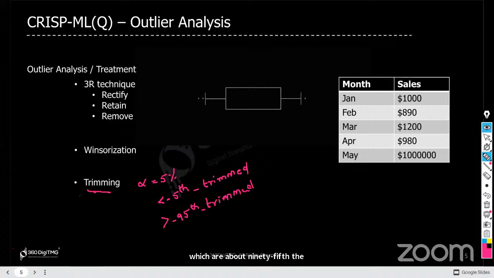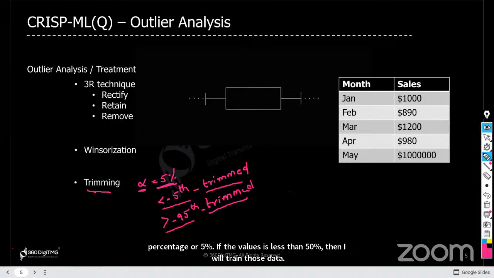Coming to the next one, trimming. Trimming is an extension of Winsorization. In trimming, we are not replacing any outliers. We are just trimming those data. Which values are we trimming? We will take a value called the alpha value here. If I take alpha as 5%, or the 5th percentile, if the values are less than the 5th percentile, then I will trim those data. If they are greater than the 95th percentile, I will trim those data.